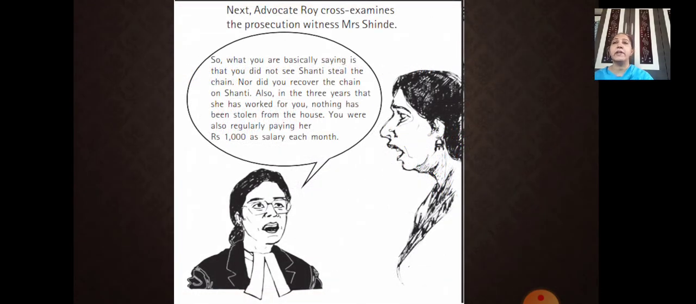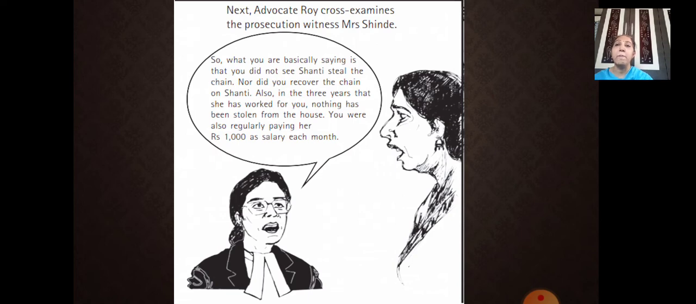Now next, Advocate Roy cross-examines the prosecution witness Mrs. Shinde. The advocate of Shanti is going to cross-examine Mrs. Shinde. So she asked her, what you are basically saying is that you did not see Shanti steal the chain. This is what Advocate Roy asked Mrs. Shinde. She said, nor did you recover the chain from Shanti, right?